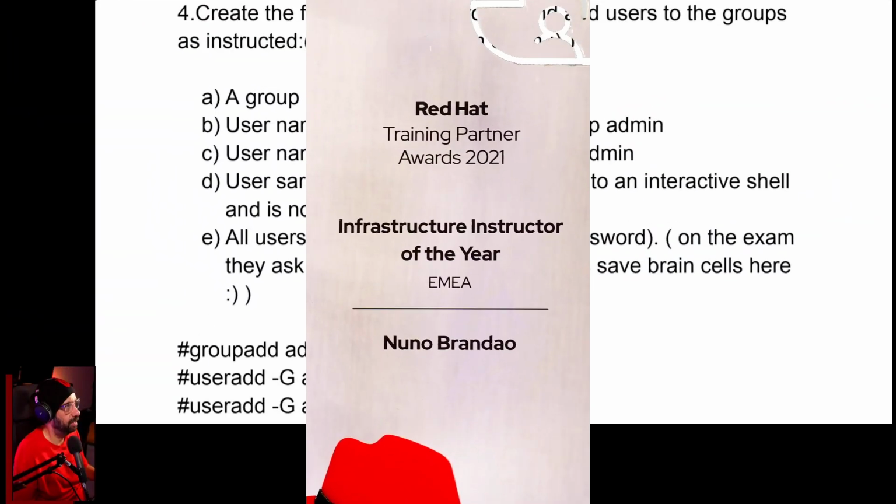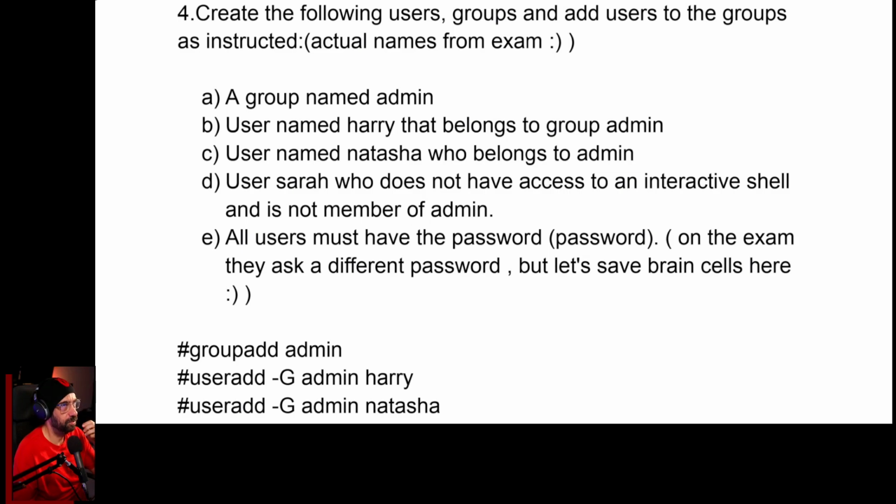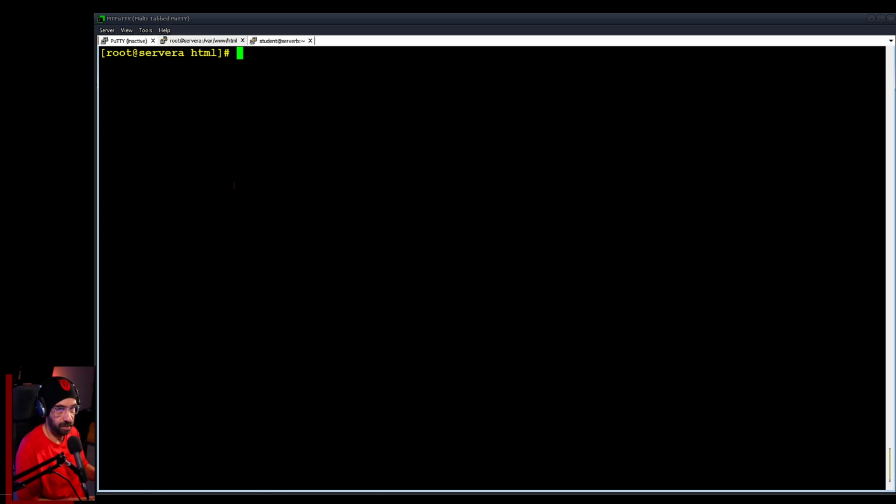Let's go right to the task. This is question 4, or task 4, which is to create the following users and groups and add users to the groups. You kind of know what this is going to be. This is all on server A unless something or someone tells you differently.